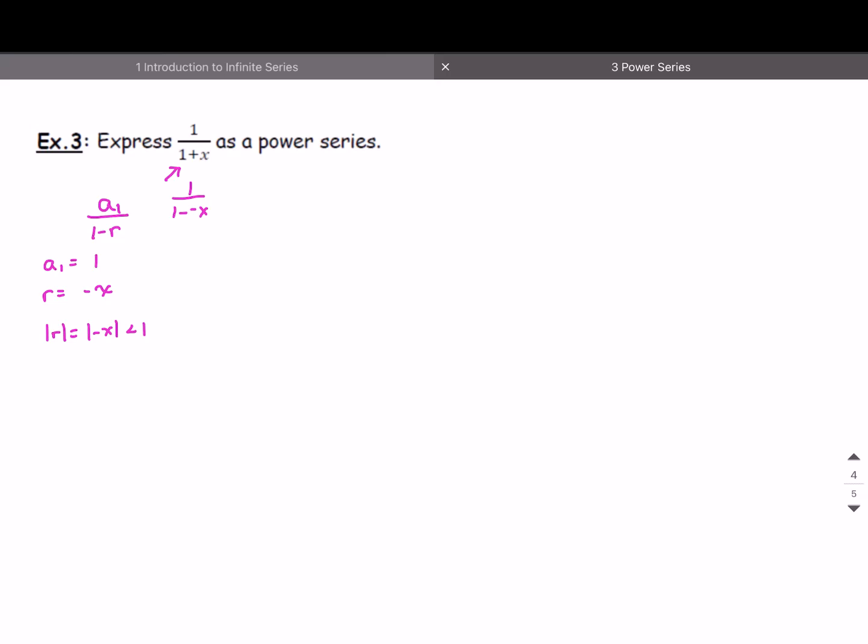Okay? So let's see what happens. That means we have our function 1 over 1 plus x. Our first term is 1, and we're going to multiply by negative x, so it's minus x. Multiply by negative x, we have plus x squared. Multiply by negative x, it's minus x cubed, plus dot, dot, dot.